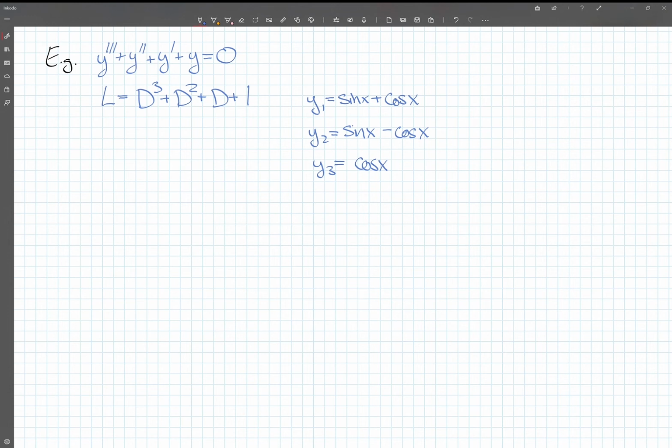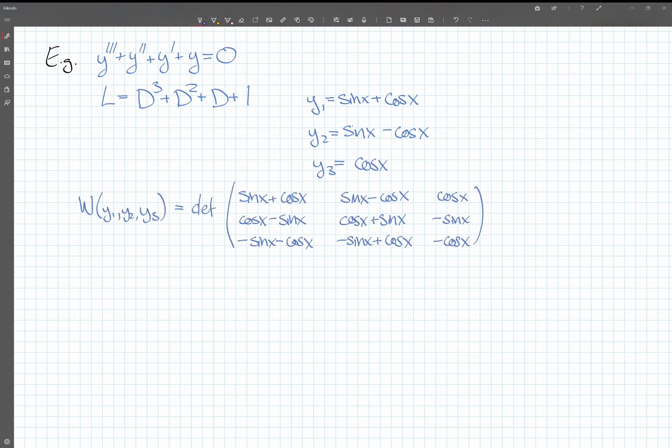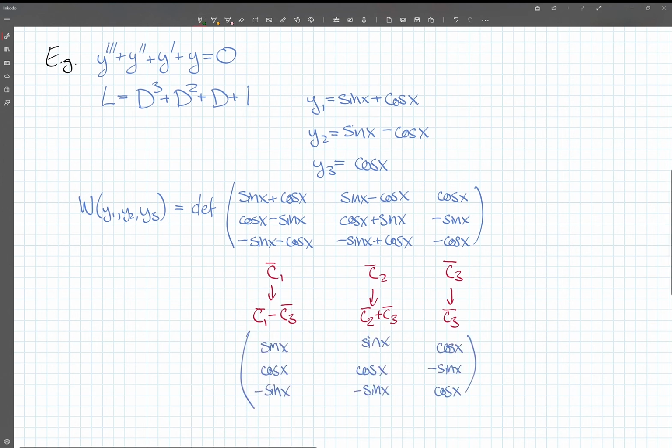So let's check it. Let's compute the Wronskian. Okay, so the Wronskian is this determinant. It's a kind of a big determinant. We could try to compute it by hand. It's a 3 by 3. We can do it. I want to make the observation, though, that if I label these columns as C1, C2, and C3, and I do some column manipulations, let's replace C1 with C1 minus C3, and we'll replace C2 with C2 plus C3, and we're going to leave C3 alone. By doing that, we obtain this matrix. And then all you have to observe is that the first 2 columns are the same, which tells us that the determinant is 0.